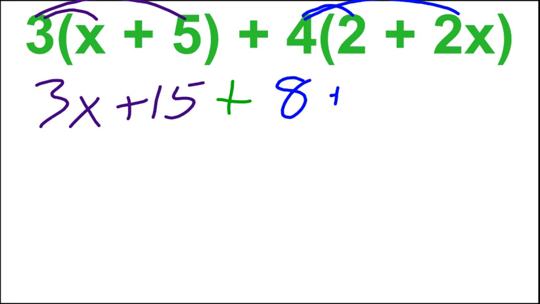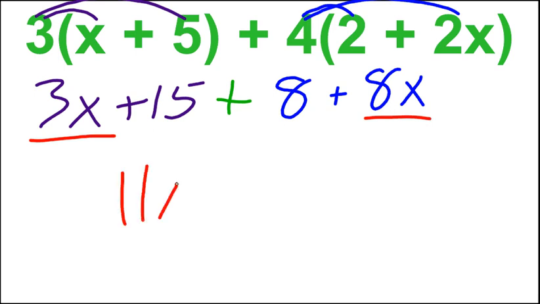4 times 2x, 8x. Once you've done the distributing, some of these problems will have like terms, and we'll have to combine the like terms. So that's variables going with variables, constants with constants. So I got 3x, and I got plus 8x. So 3x plus 8x is 11x. 15 plus 8 gives me 23. So I would have 11x plus 23. Nothing more to combine. We stop there. Any questions on that?